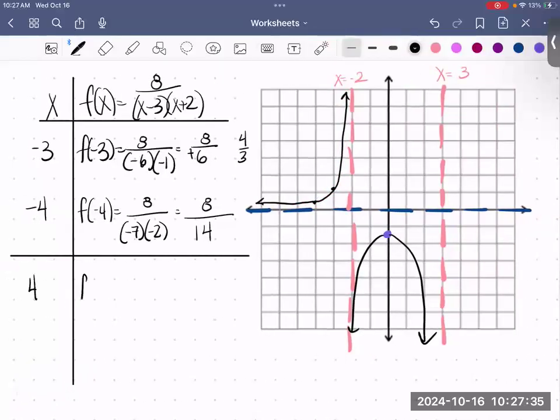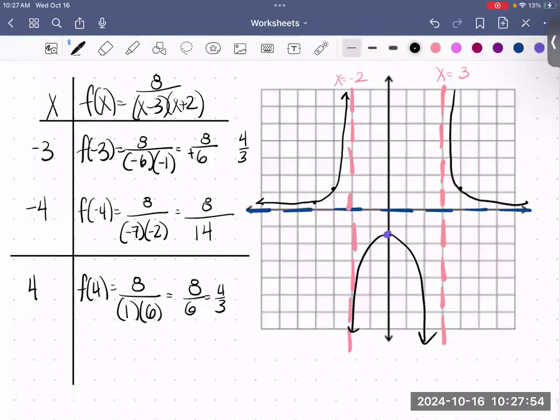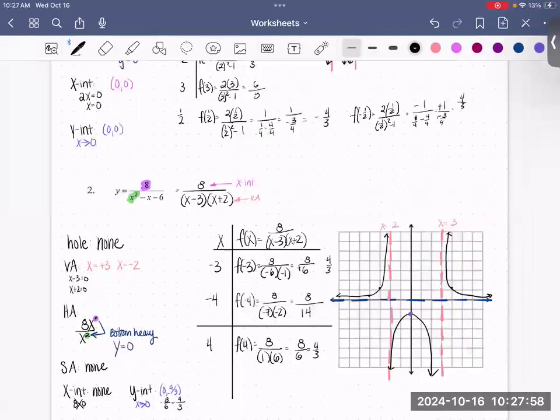Let's go ahead and plug in 4. 8 over, let's see, that would be 1 times 6. So 8 over 6, a +4/3. I'm just going to check my signs one more time. Yeah. So that one's going to look like this. So again, trying to reach for that. All right, so this is what our graph should generally look like.